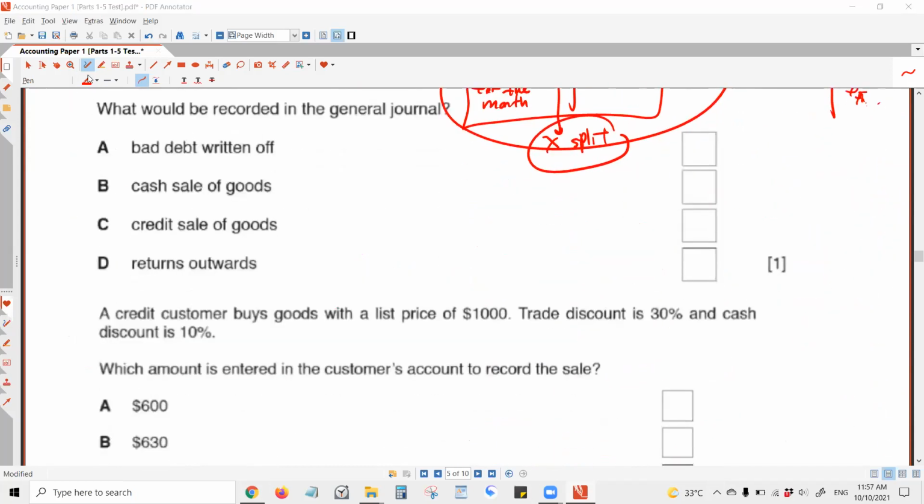Okay, next question. What would be recorded in the general journal? Okay, general journal, what is it? It is one of the 7 books of prime entry. Remember the 7 books of prime entry?